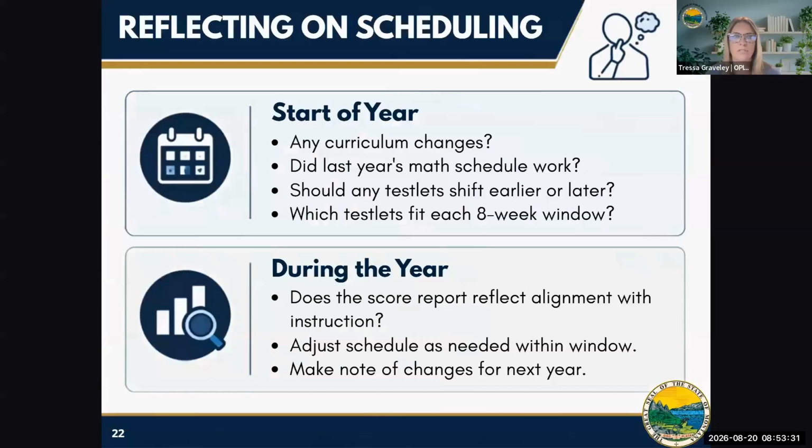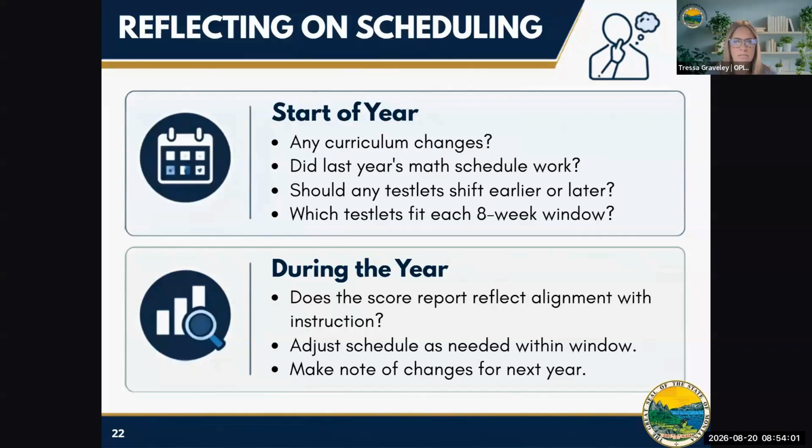It's really important to reflect on scheduling not only at the beginning of the year, but throughout the year. So thinking through if there's any curriculum changes, did last year's MAST schedule work? Should any of the testlets be shifted earlier or later? And how would those testlets fit within each of the 8-week windows? Throughout the year, making notes as the year progresses so that you can remember for the following year what changes you'd like to see in future administrations.